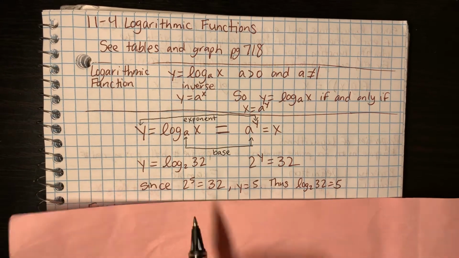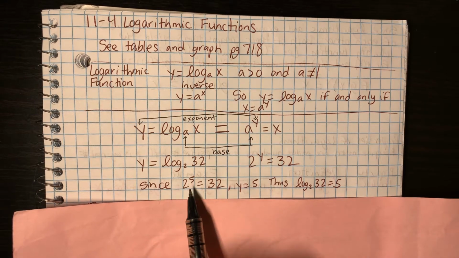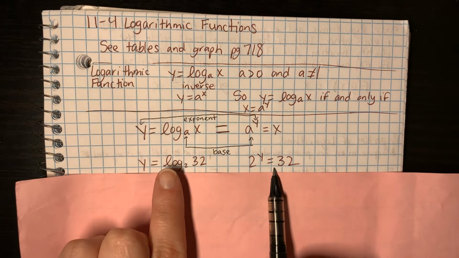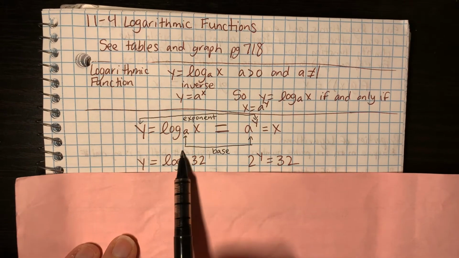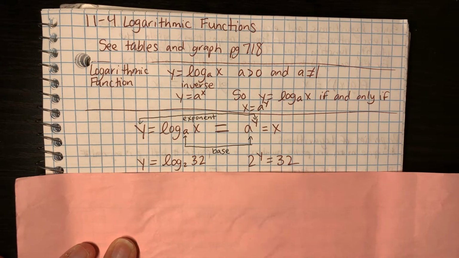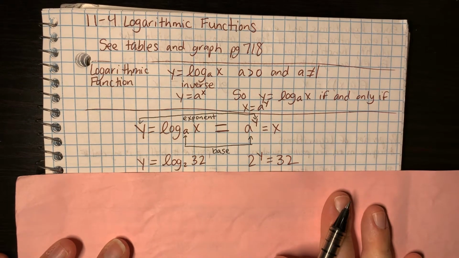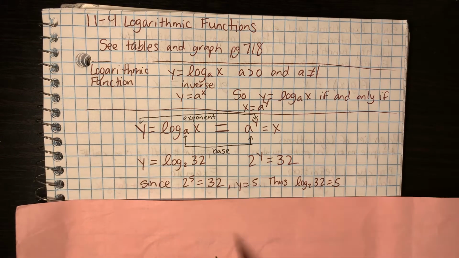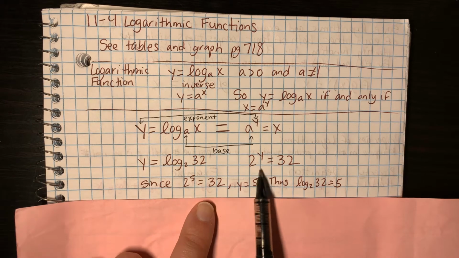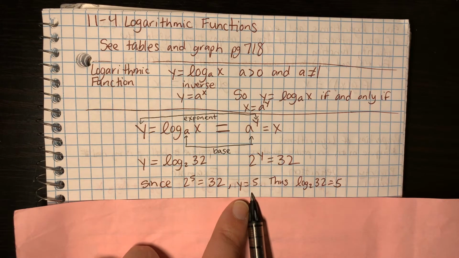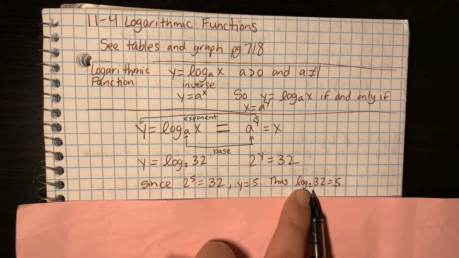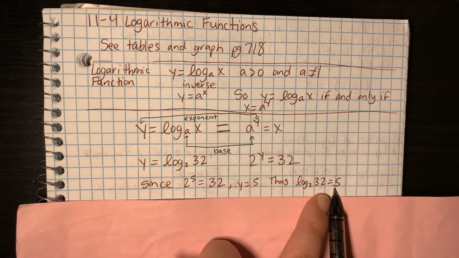All right. So since, let me back up. Knowing these two are equivalent will help us be able to solve logarithms or help us to get rid of exponentials that we don't know. Okay. Since 2 to the 5th power equals 32, right here, y equals 5. So log base 2 of 32 equals 5.